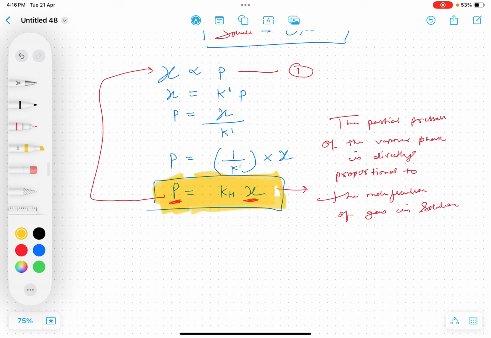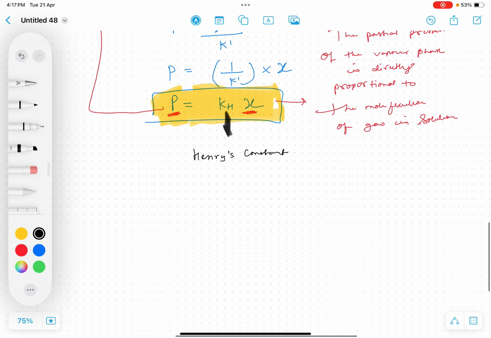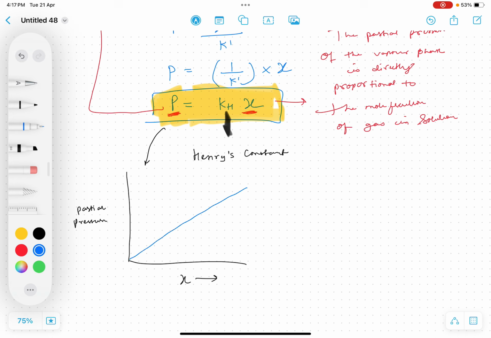So here as I've written kh, this is known as Henry's constant. And if I draw the graph of this equation, it can easily be drawn by taking mole fraction on x-axis and partial pressure on y-axis. So we will get a straight line graph and its slope will be kh.